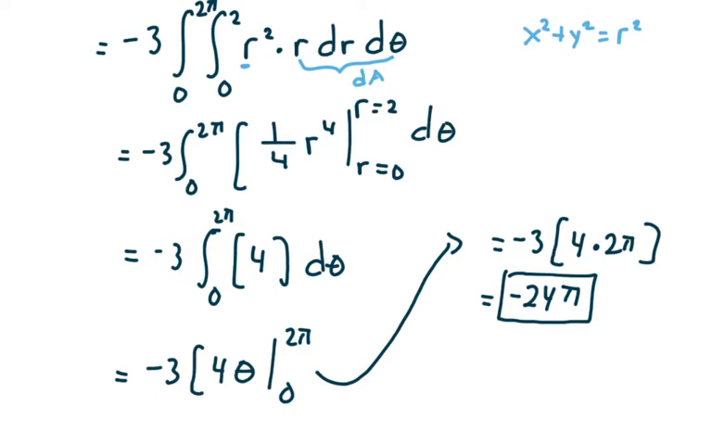Now, r squared times r is r cubed, and the integral of r cubed dr is 1/4 r to the 4th. So we have -3 times the integral from 0 to 2 pi of 1/4 r to the 4th from r equals 0 to r equals 2 d theta. If I plug 2 in for r, I get -3 times the integral from 0 to 2 pi of 4 d theta. So this is -3 times 4 theta from 0 to 2 pi. And the answer to number 11 is going to be -24 pi.